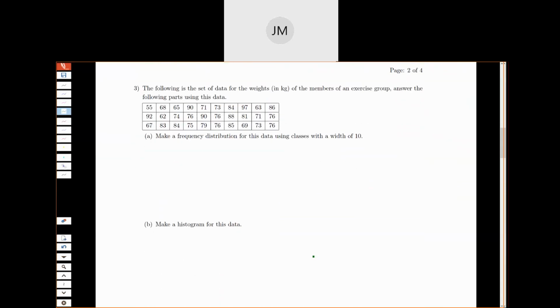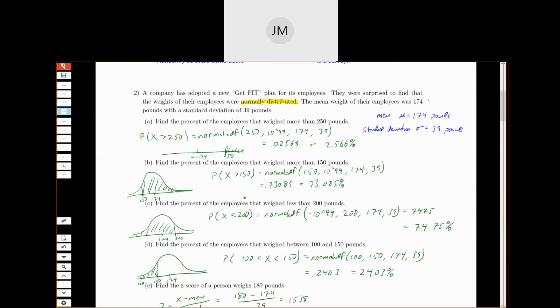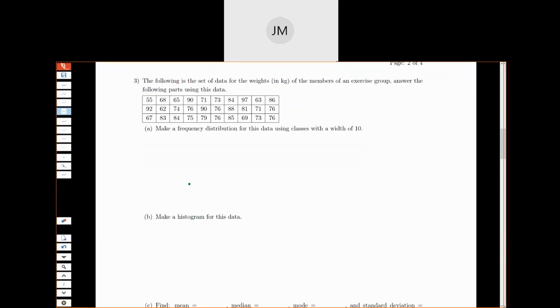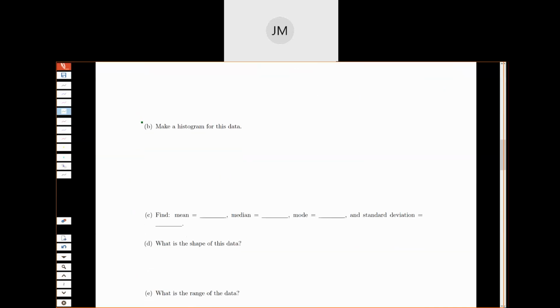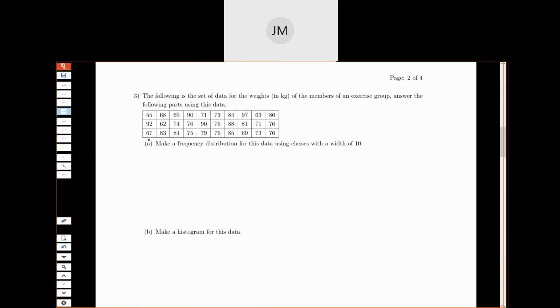All right, let's look at another problem. Here's a data set. The following is a set of data for the weights in kilograms of members of an exercise group. I don't know, maybe they're in the same group of employees. We'll find out. We won't find out. Answer the following parts using this data. So there's more than one way to go about this. Sort of depends on when you want to put stuff in your calculator.